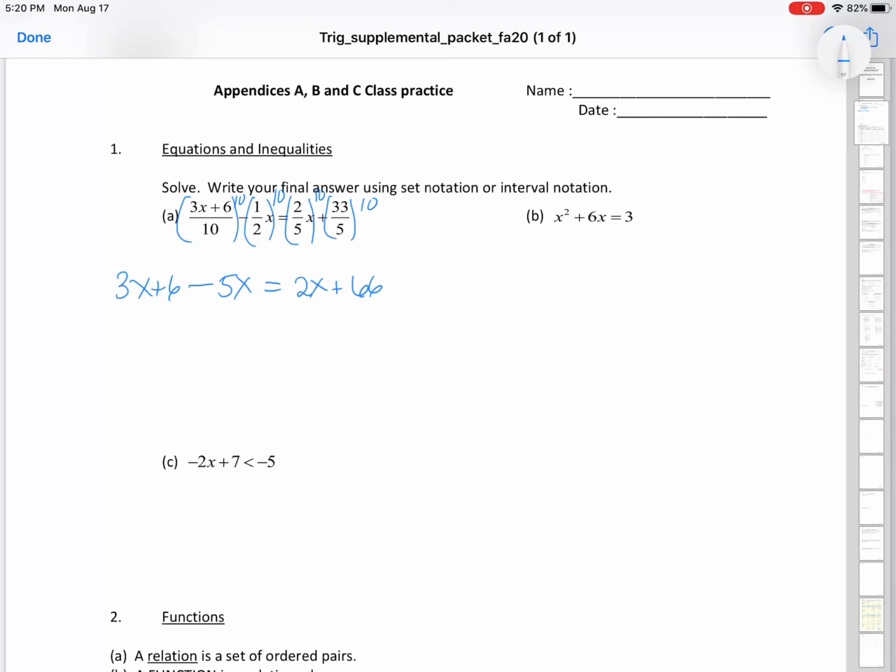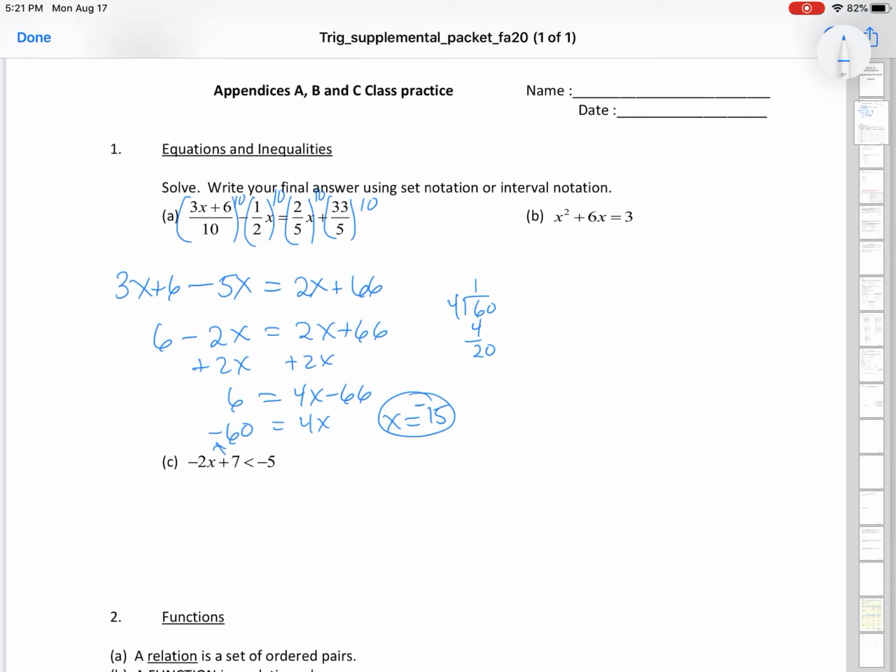Then you put together what you can. On the left hand side, those x's come together to give you 6 minus 2x, and on the right hand side, everything is good. I would recommend getting the x's together and get 6 is equal to 4x minus 66, or 4x is equal to negative 60, or x is equal to, and then how many times does 4 go into 60? Let's see, you might not have it memorized. Maybe you can figure it out really quickly. It's 15 times, but don't forget that it's negative, right? So a negative 15 coming out of that.